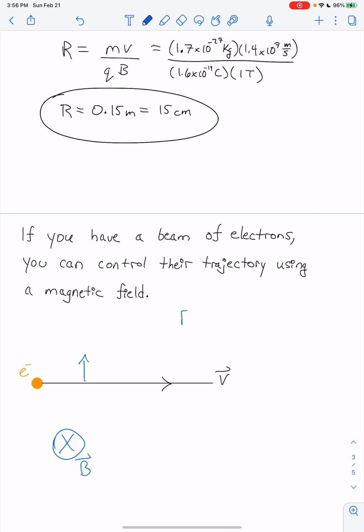However, remember that the force equation there had that q term. And that q term in this case is negative.